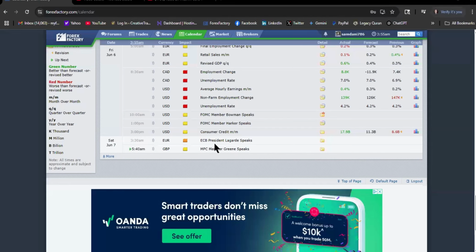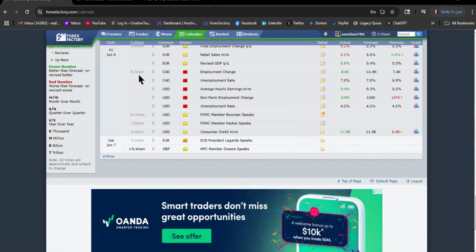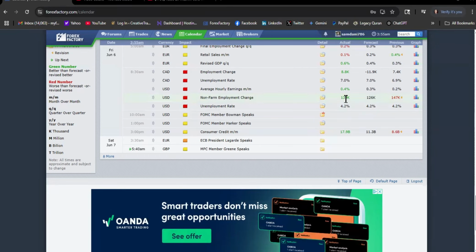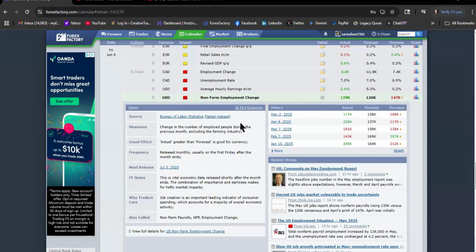USD gets strong. Now look at this here, the USD news at 8:30 in the morning. This is non-farm, and the expectation was 126,000, and it came out 139,000. So it was better than expected, right? If you click here, you will read that actual greater than forecast is good for the currency. So actual is better than the forecast. Forecast was 126, actual came out 139.